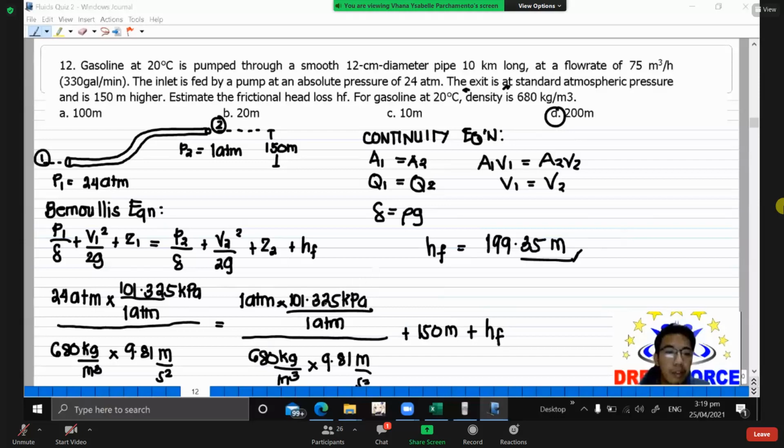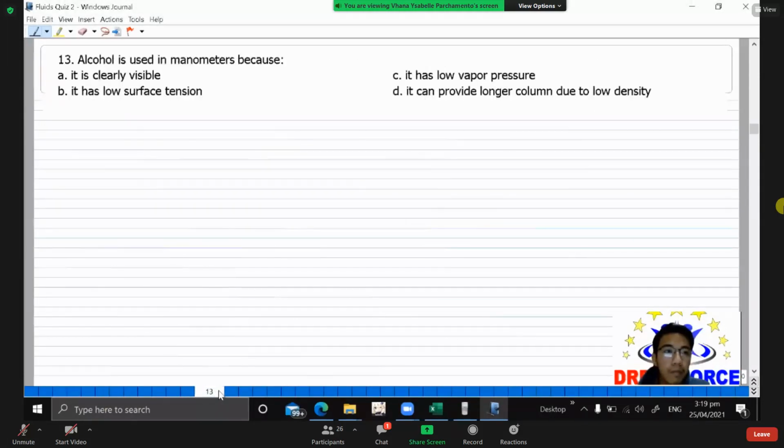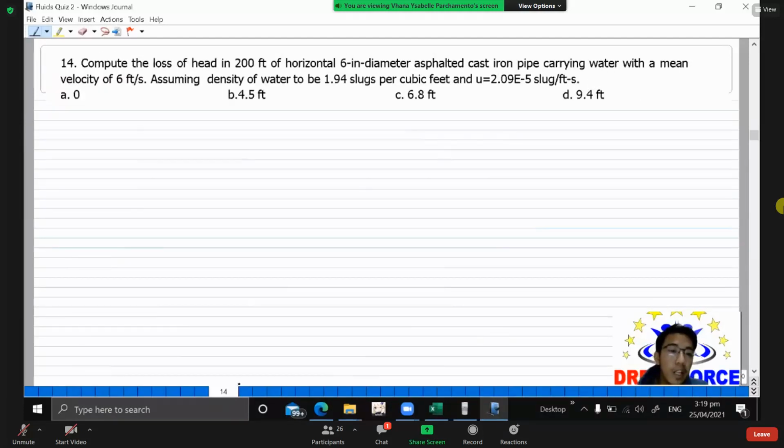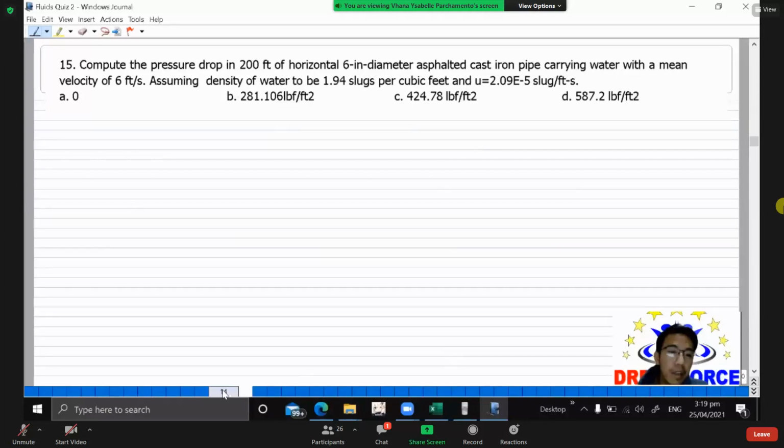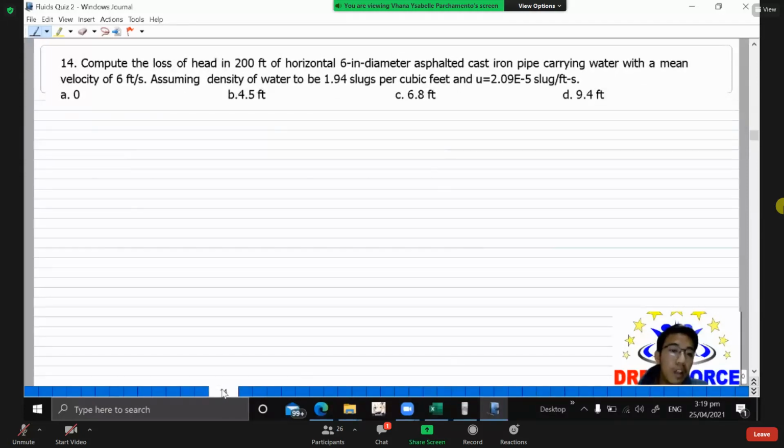Okay, next number 13. Alcohol is used in manometers because it can provide longer column due to its low density. Letter D. Okay, next number. Ito number 14 and number 15. Pares na problem, magkaiba lang ng question. Kung ano yung sagot mo sa number 14, ma-incorporate mo yan sa number 15.